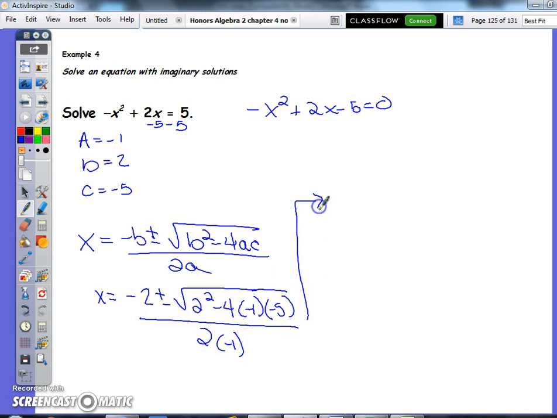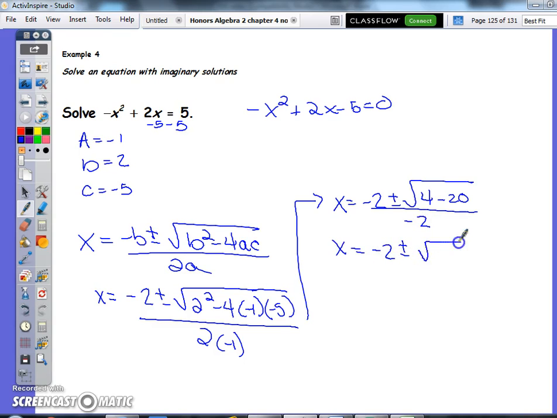So I'm going to write up here now, and I'm going to get x equals -2 plus or minus the square root. Well, 2 squared is 4, and -4 times -1 is +4 times -5 is a -20. All over 2 times -1 is -2. So it's x equals -2 plus or minus the square root of -16 all over -2, which is x equals, now the square root of -16 is plus or minus 4i all over -2, which there are two answers.